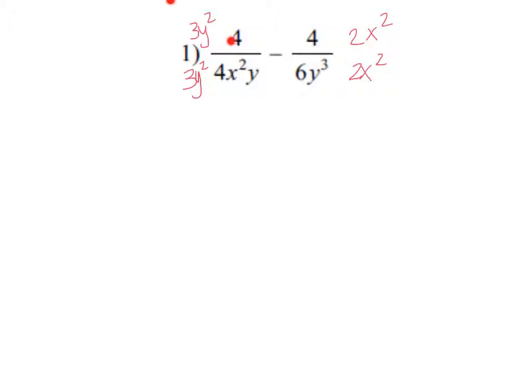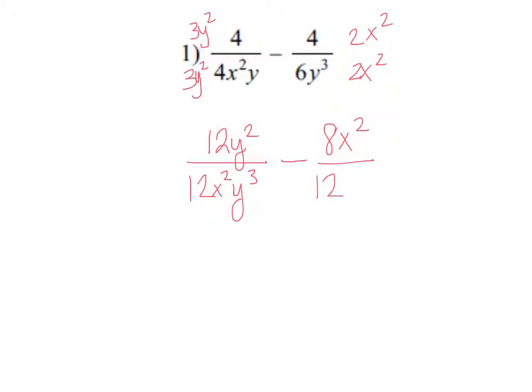I'm going to go ahead and multiply right here. So that's going to get me a 12y squared over, and on the bottom I'm going to have a 12, and I'm going to have an x squared, and I'm going to have a y cubed because I have a y squared here and also another y to the first. All right, minus, okay, on the top I have an 8x squared, and on the bottom I have a 12x squared and a y cubed.